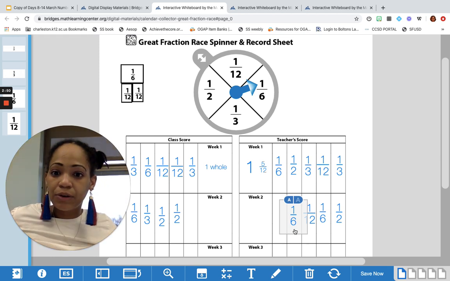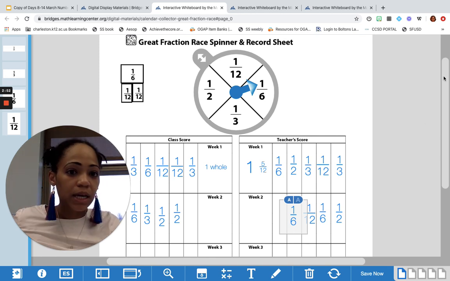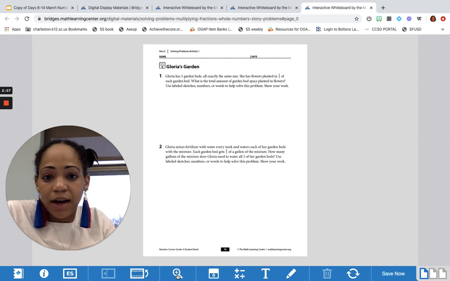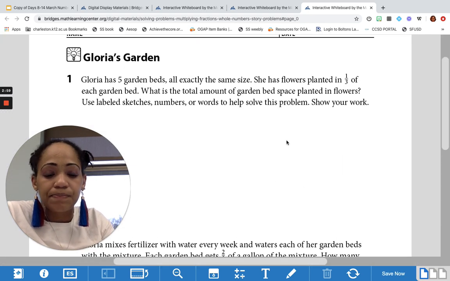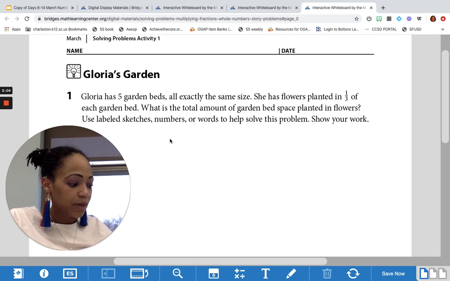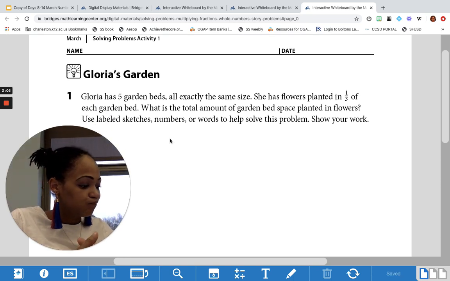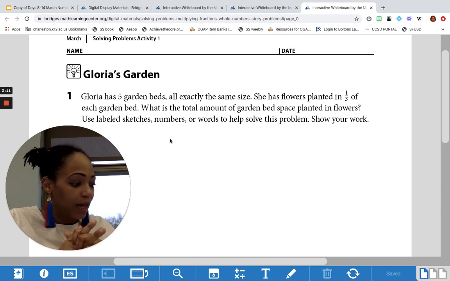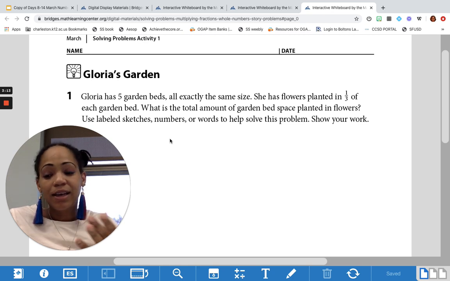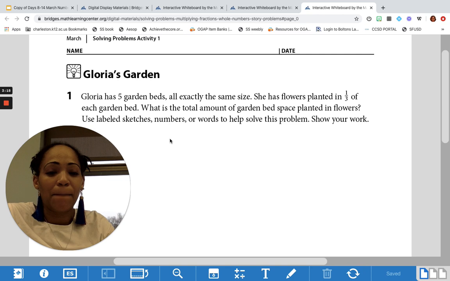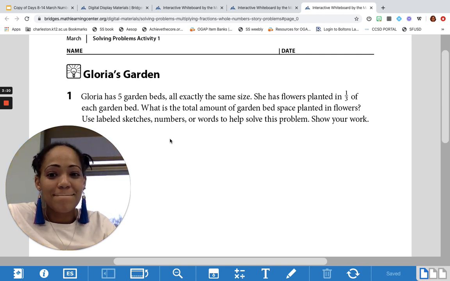All right, so I need you to open up or get out your number corner books. We are going to be working on this worksheet today, which I believe is page 75 in your book. And we're going to work through it together for the most part. So I'll give you a moment to do so. Remember, we are solving problems this month that involve fractions and whole numbers. All right, are you ready?